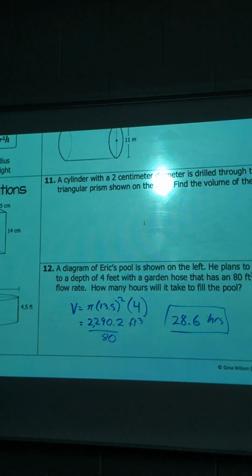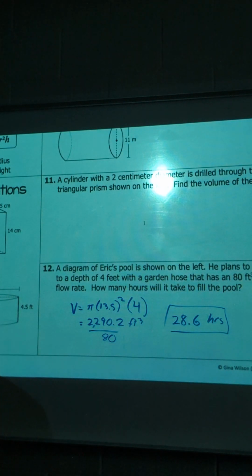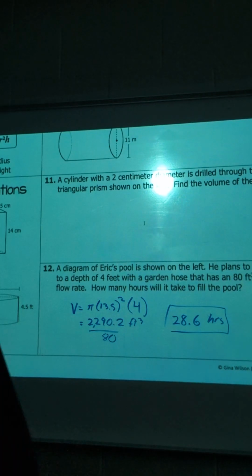Now, in real life, this problem would actually be harder because most stuff's not going to be rated in cubic feet. It's probably going to tell you so many gallons per hour. So then you have to convert gallons to cubic feet, which makes everything complicated. But anyway, that's it for today.